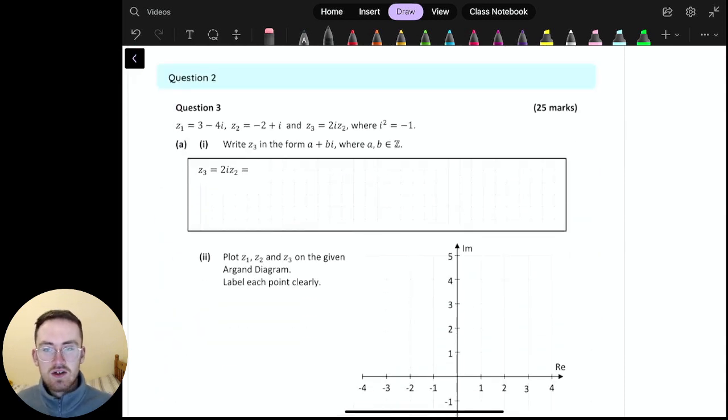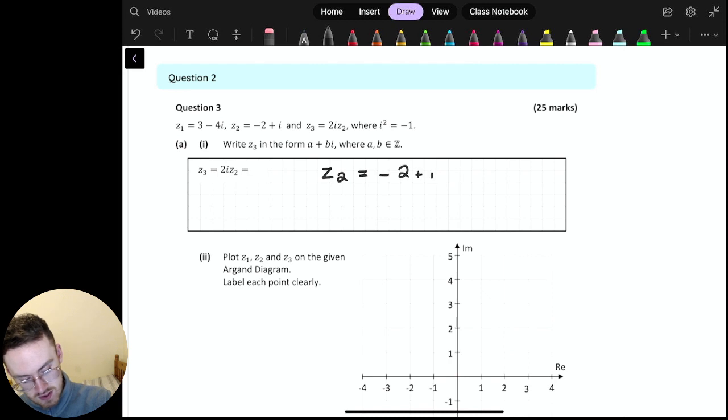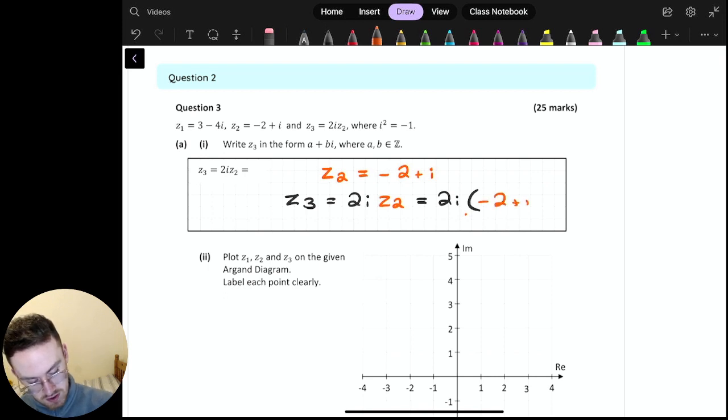So this is again another exam question. We're told z3 is 2i z2. So let's not overcomplicate things. Do we know what z2 is? We do. We're told in the question z2 is minus 2 plus i. Let's just change that to a different colour, maybe make it an orange. Now z3 is going to be 2i z2. What does that mean? That's 2i multiplied by minus 2 plus i.